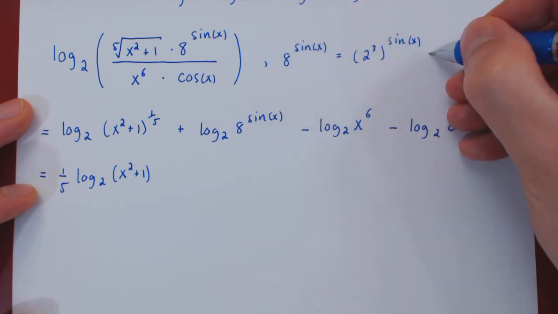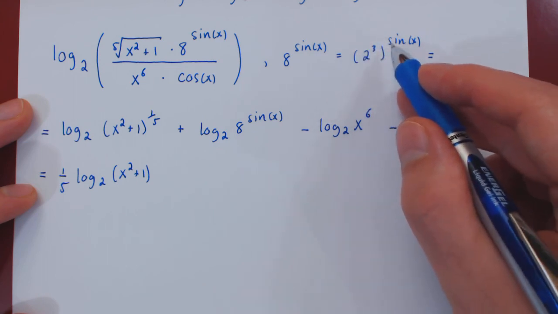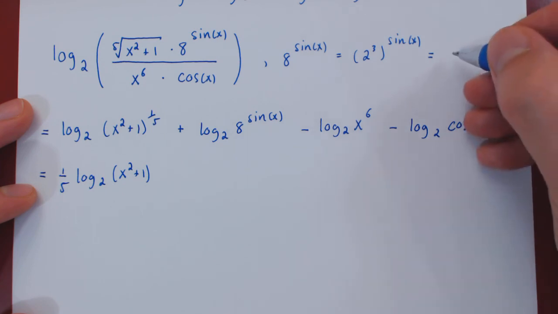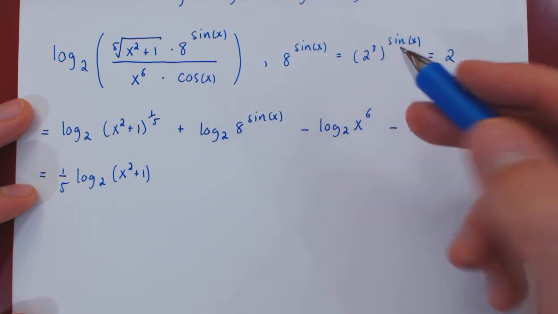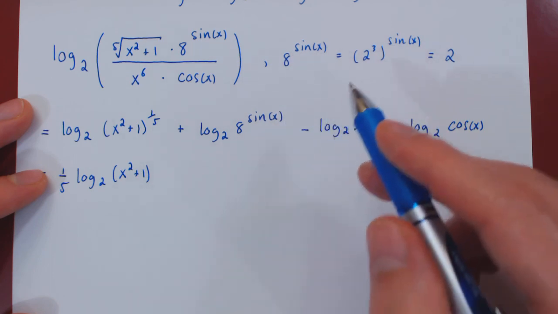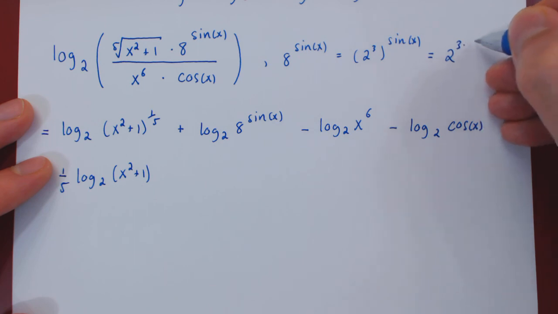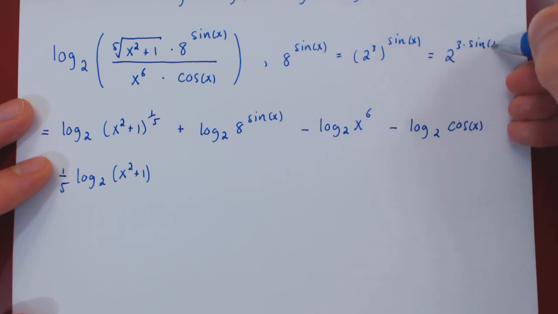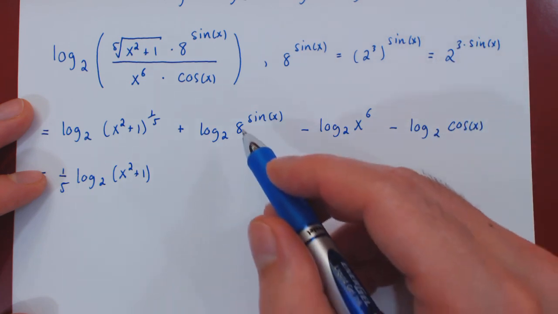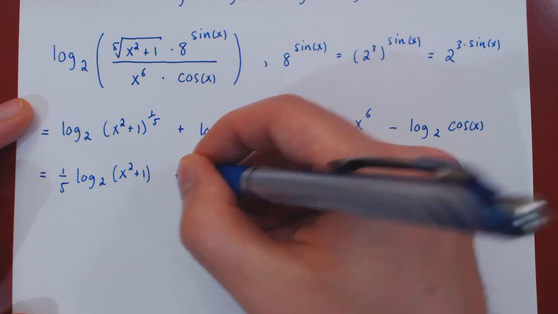But now we have a double exponentiation. We have 2 to the power of 3 and the whole thing to the power of sine of x. But we know that when we double exponentiate, we can combine the two exponents by multiplying them out. So 8 to the sine of x is the same as 2 to the 3 times sine of x. And now with this observation, we can match the base of our exponential with the base of our logarithmic function.